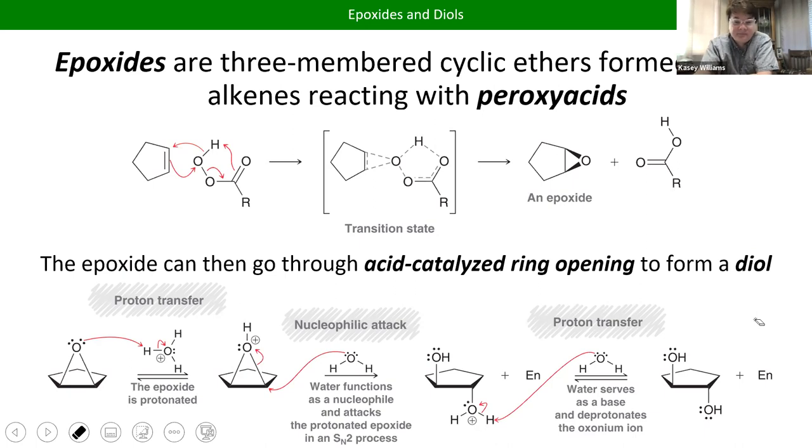But our mechanism is all steps we've seen before. Proton transfer: we start by protonating the epoxide, which makes it so that you've got a positive charge on that oxygen, and it's going to break one of those bonds pretty quickly. Then whatever your nucleophile is, usually water if we're making a diol, comes in and attaches from the opposite side, just like with the halohydrin formation. And then we have one more proton transfer at the end to deprotonate that OH group that we just added.